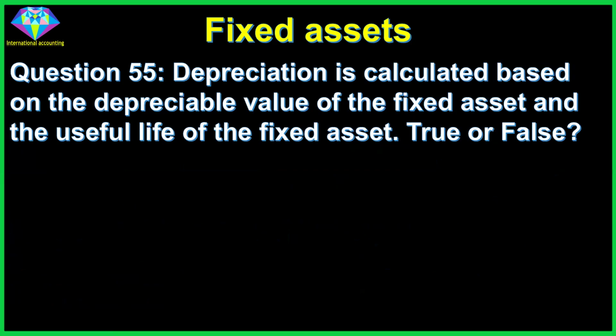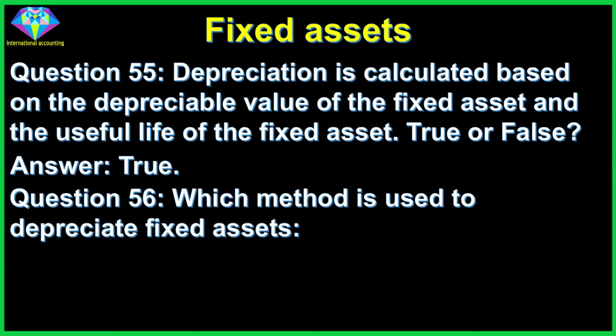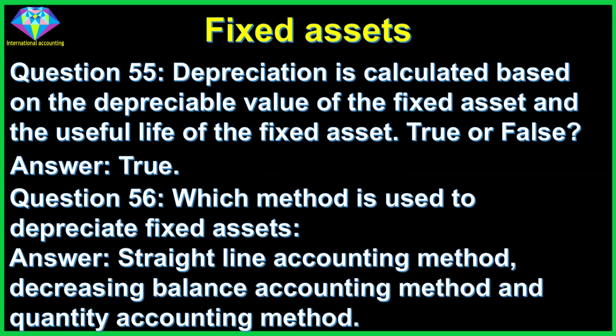Question 55. Depreciation is calculated based on the depreciable value of the fixed asset and the useful life of the fixed asset. True or false? Answer: true. Question 56. Which method is used to depreciate fixed assets? Answer: straight-line accounting method, decreasing balance accounting method and quantity accounting method.